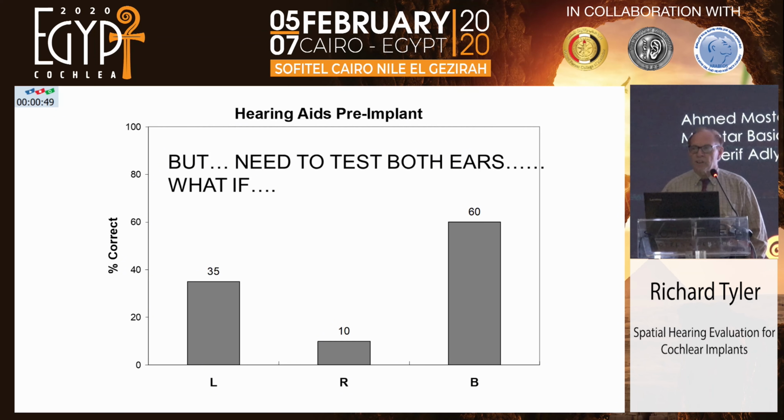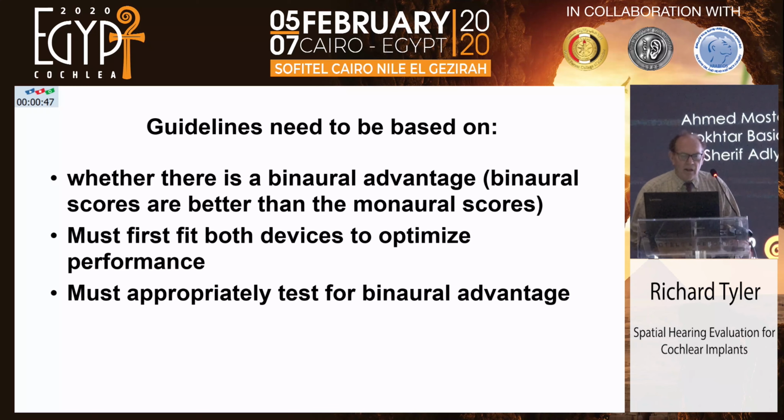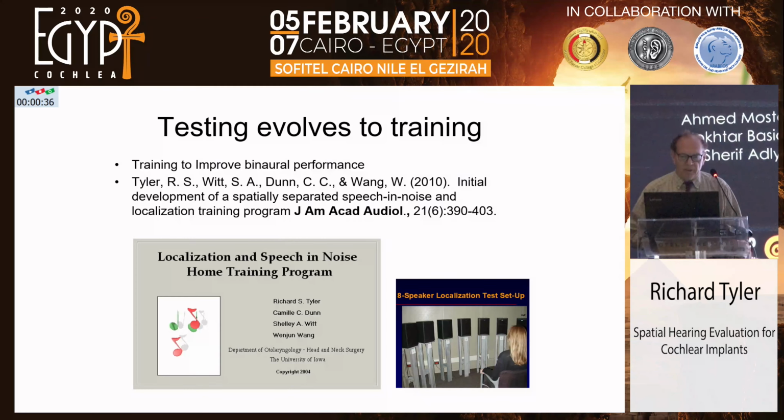So you need to measure spatial hearing. The guidelines should be based on whether there is a binaural advantage. You first have to optimize the device and optimize binaural performance, and then test for the binaural advantage.